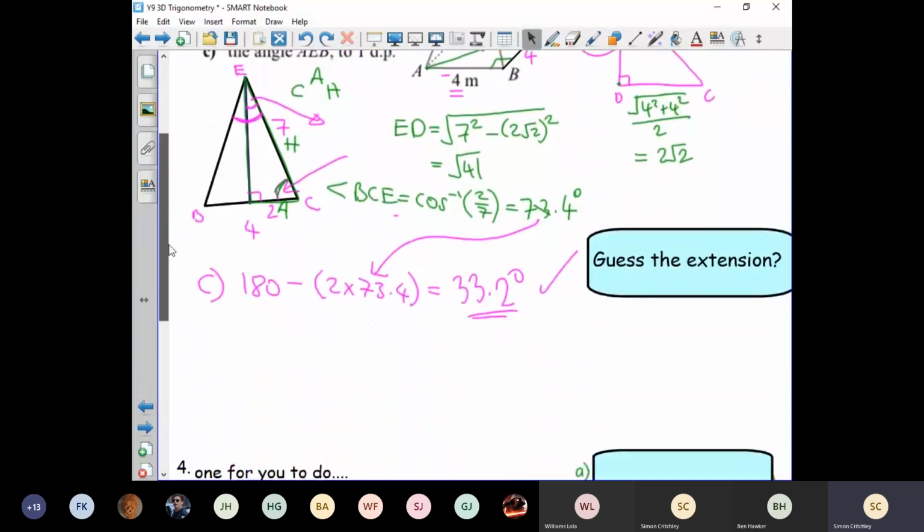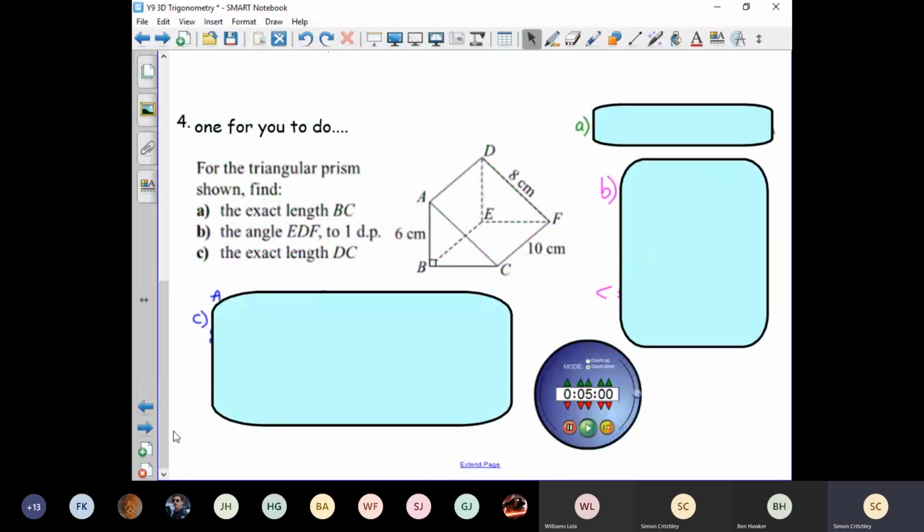This is your question to have a go at. The triangular prism shown has lengths of 10 from C to F. A to B is 6 and D to F is 8. You are asked to work out the exact length of B to C, the angle E to D to F, and the exact length of D to C. Right, another 5 minutes then. See how many of those three you can get.